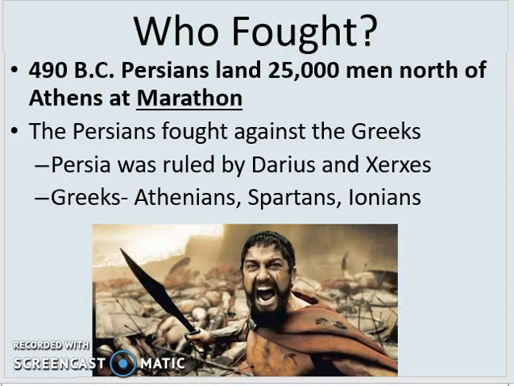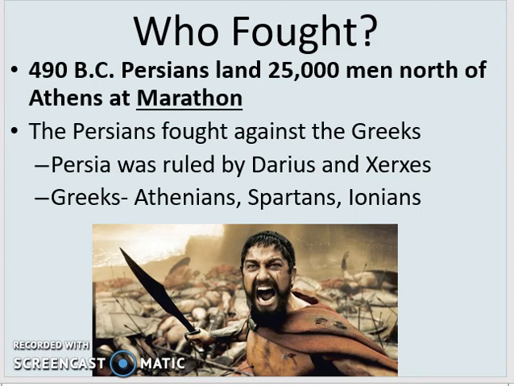So who fought in the Persian Wars? 490 BC, Persians land 25,000 men north of Athens at Marathon. So we know it's going to be the Persians and at least the Athenians. More than just the Athenians are going to get involved, though. The Persians are going to fight against the Greeks as a whole. Persia was ruled by Darius and Xerxes after Darius dies.